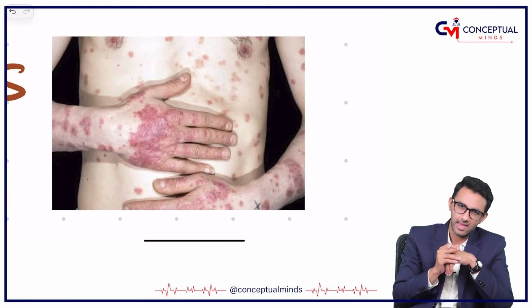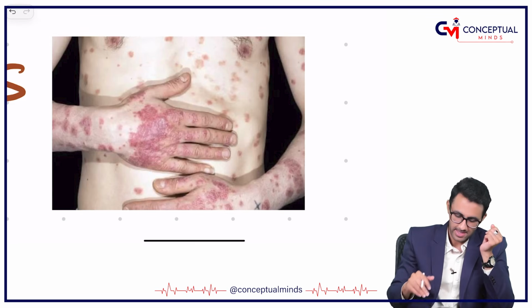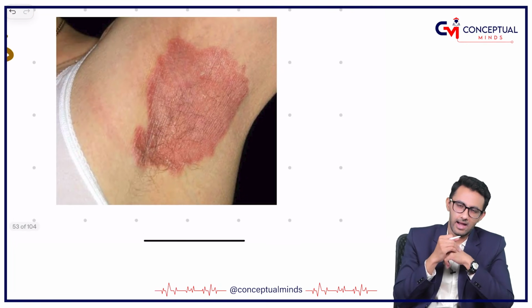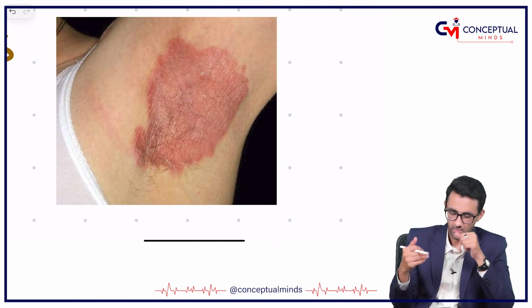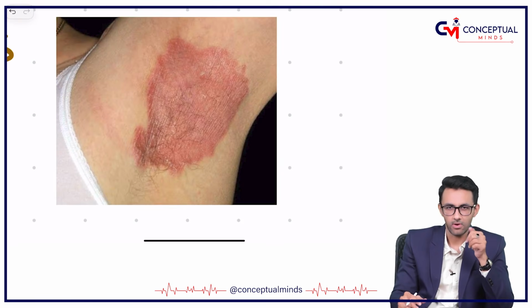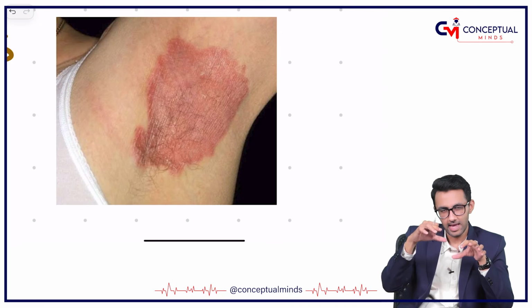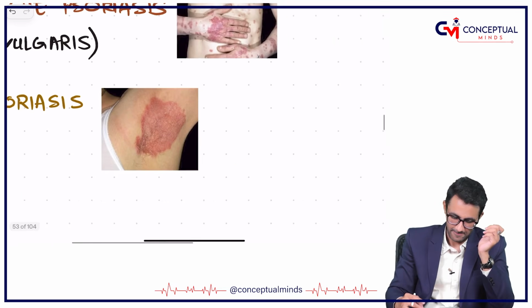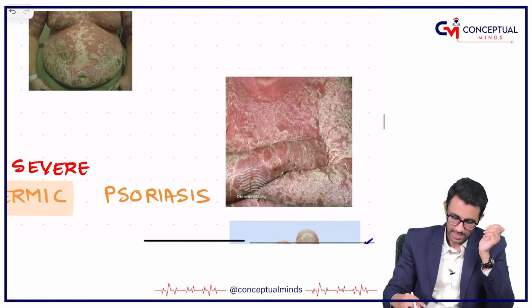Okay, and if the lesions are on the flexural surfaces, what is the answer? Inverse psoriasis, right? So this is happening in the armpits. This is inverse psoriasis. We have more images for this as well. As we go on in the lecture, we will learn in the next part. We'll learn each of these psoriasis types in great detail. Okay, fine. So the most severe form is erythrodermic psoriasis.